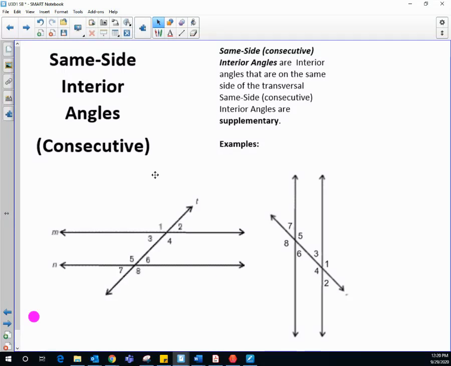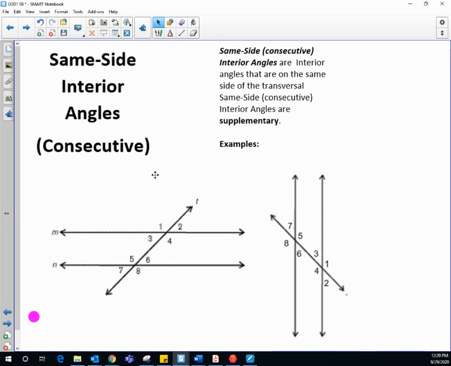Next, we have same side interior angles. So same side, they're going to be on the same side of the transversal, and they're going to be in the interior of the parallel lines. Another name you might see for this would be consecutive interior angles. So know those are interchangeable.